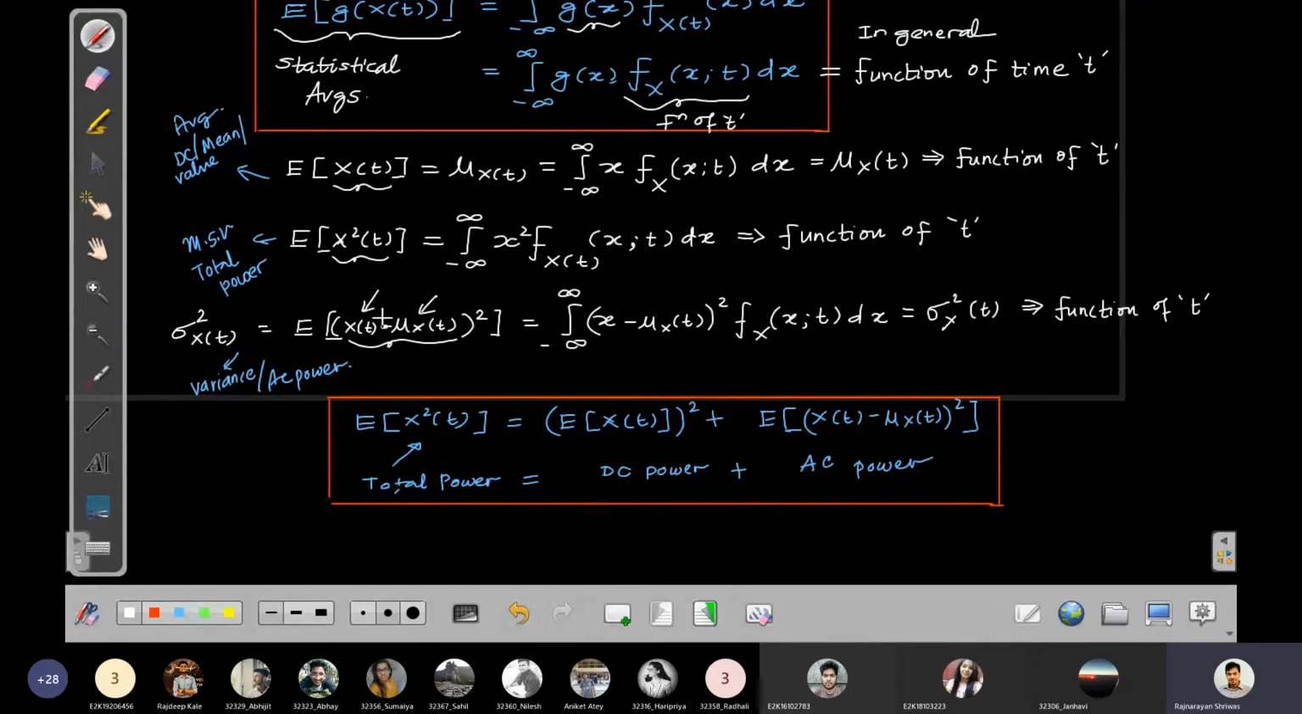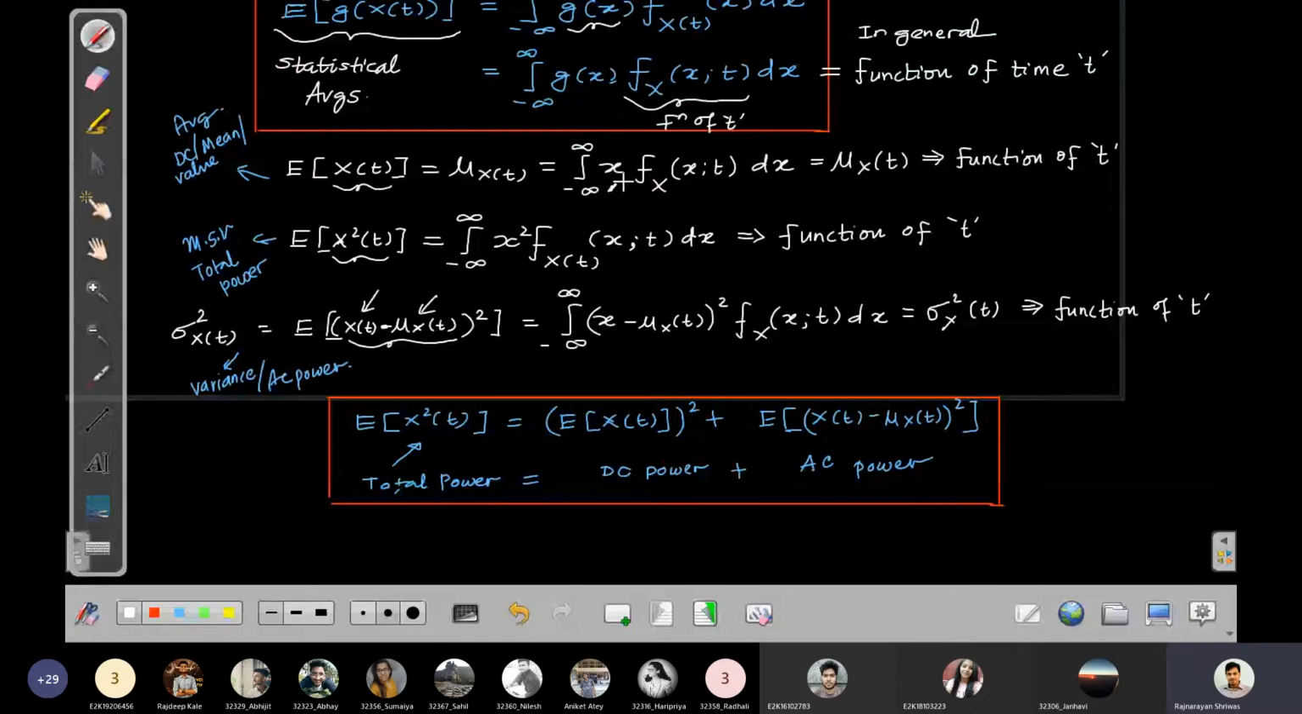Not only these are statistical averages. When you make X cubed(t) and take the expectation, that is also a statistical average. That's why I'm saying there are infinitely many possible statistical averages, and all of them will depend on time t. But here we are going to talk only about these three, which are important: DC power and AC power. They are all going to be functions of time t now. So X(t) will simply be x, because you have to replace by g(x).